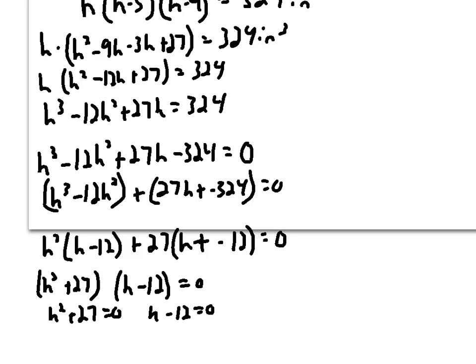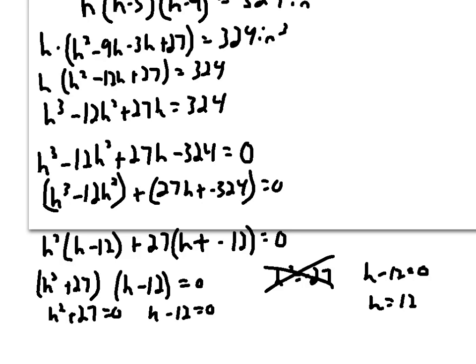Okay, well now let's think about this here. We're going to solve this out, and I'll solve this one over here. If we take away 27 from both sides, we're going to get h squared equals negative 27. Well, we can't have the square root of a negative number in real life examples, so that is automatically out for solutions. So that only leaves the other factor, h minus 12 equals 0. Okay, so if we add 12 to both sides, we get h equals 12. So our height is 12.